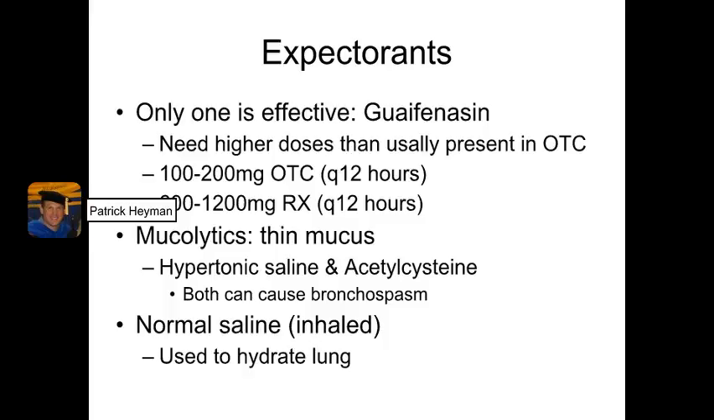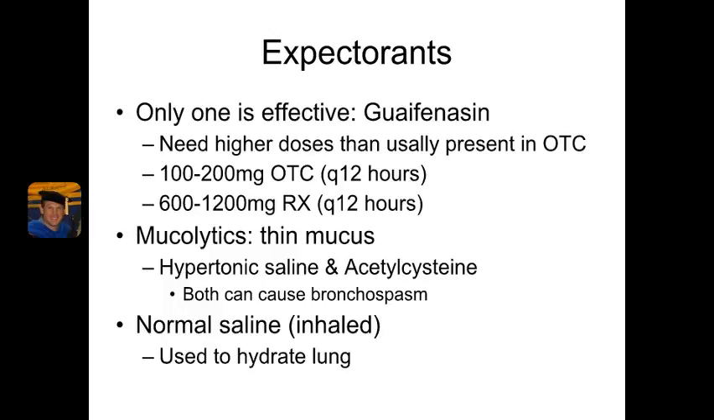And the very last respiratory drug is expectorants. There's only one that's really effective, and that's guaifenesin. You need higher doses than usually present in over-the-counter in order to work. And what you see is that over-the-counter is like 100 to 200 milligrams every 12 hours, whereas the prescription dose is 600 to 1200 milligrams. Nowadays, with Mucinex DM extra strength and 12-hour and all that stuff, you can actually get the prescription strength over-the-counter. Yay! In order to work, you have to be hydrated, so patients need to drink water along with the guaifenesin.